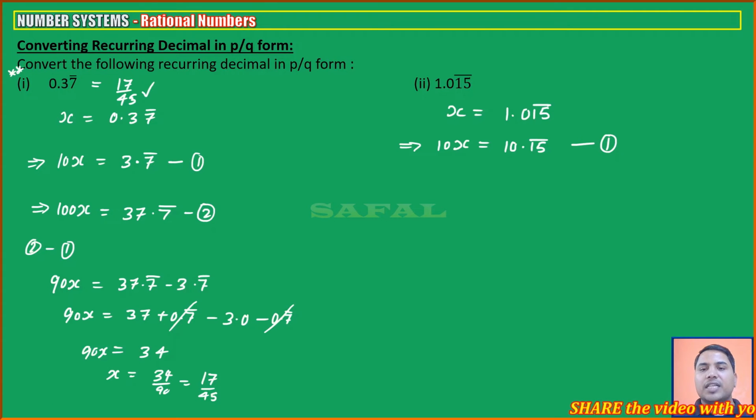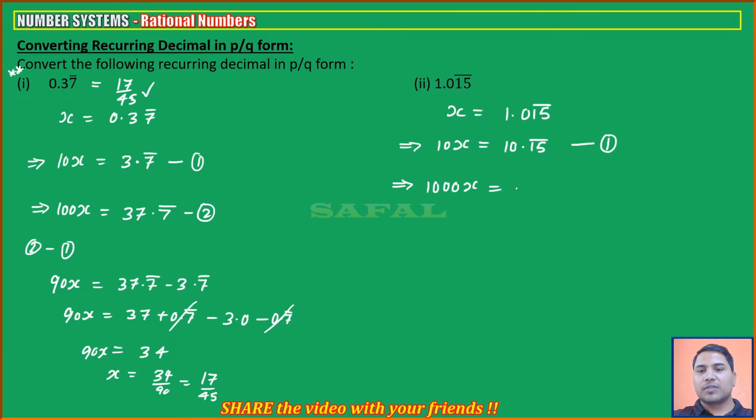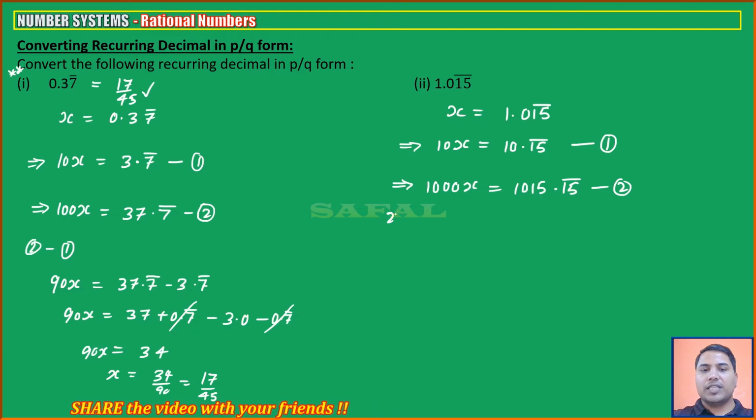Once you are here, then you see how many digits are repeating. So I can see 2 digits are repeating, correct? So 2 digits means now equation 1 I need to multiply by 100. So if I multiply equation 1 by 100, 100 into 10 is 1000. So 1000x equals 1015.15 bar. Okay, so now what I need to do? I need to subtract equation 1 from equation 2. So 1000x minus 10x is 990x.